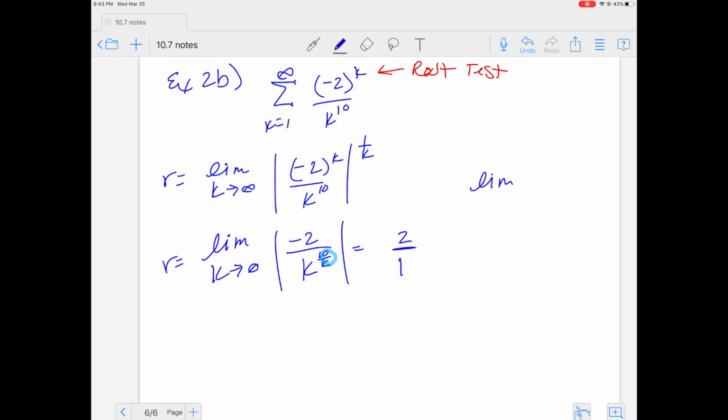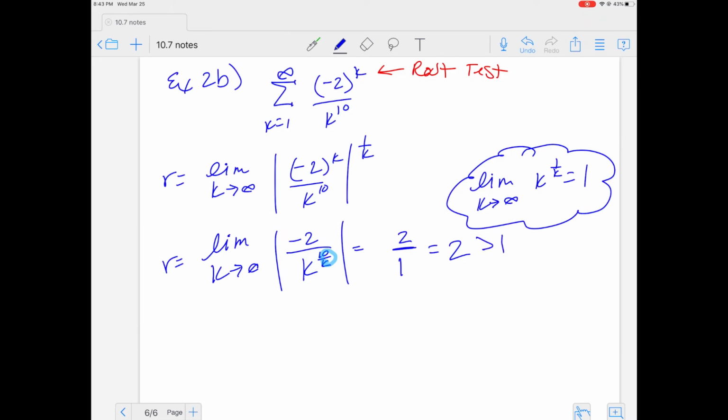So if I take the limit as k approaches infinity of k to the 1 over k, just exactly like that, every single time, then we will get that 1. So I end up with 2. If r is equal to 2, 2 is certainly greater than 1, so we know that this diverges. Therefore, the series diverges by the root test.